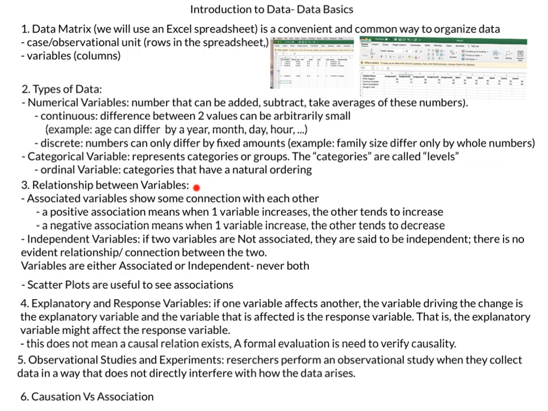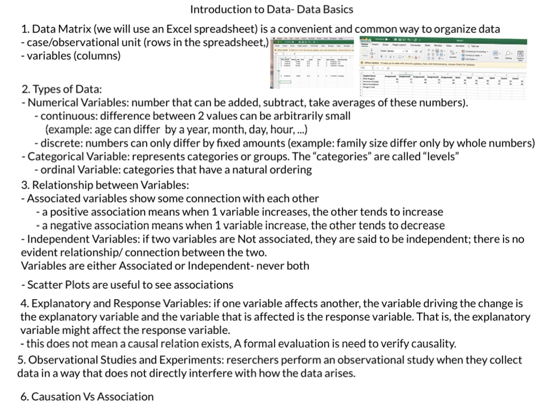Next, we're going to talk about relationship between variables, because some variables are associated or they seem to have connection with each other. Other variables do not seem to have any connection, and we call those independent variables. So if two variables are not associated, they're said to be independent. There's no evident relation or connection between the two. So variables are either associated or independent. When they're associated, they can be positively associated, which means when one variable increases, the other increases, or negatively associated, meaning when one variable increases, the other decreases.